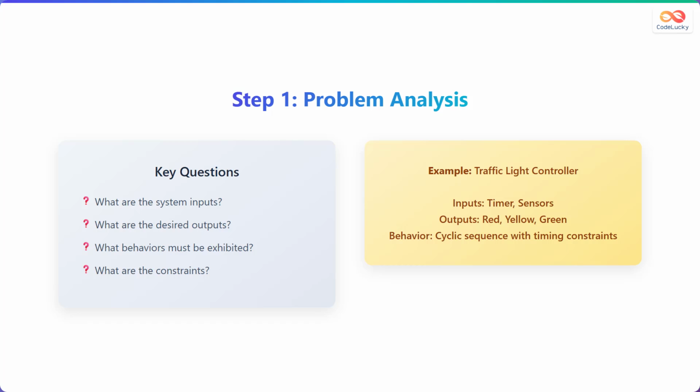For example, let's take a traffic light controller. Its inputs are timer sensors. Its outputs are red, yellow, green lights. And its behavior is a cyclic sequence with timing constraints.